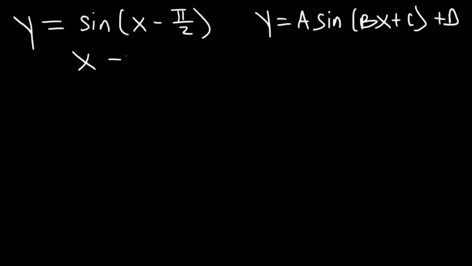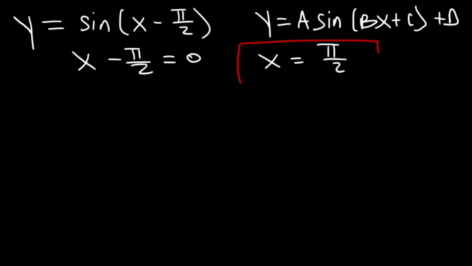So let's set x minus pi over 2 equal to 0. So we can see x is pi over 2. So that's where the sine wave is going to start.